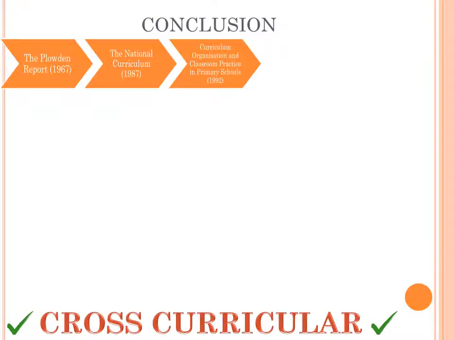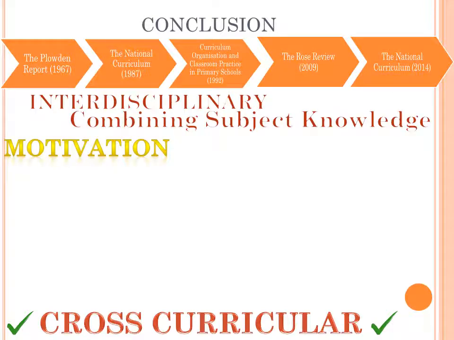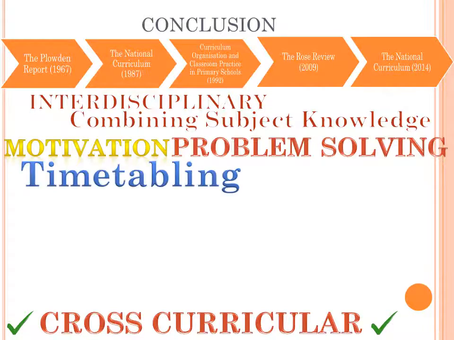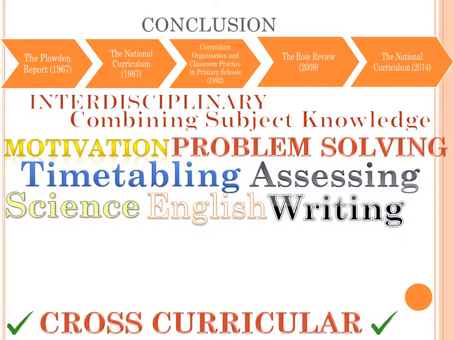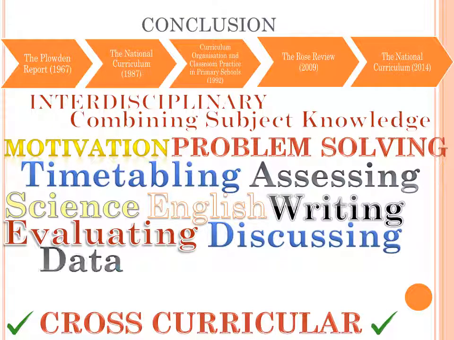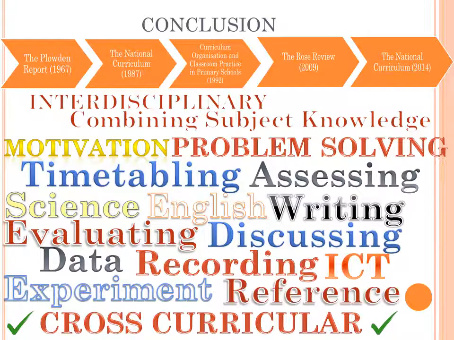The presentation has considered the historical links between cross-curricular learning from the Plowden Report to the national curriculum today, identifying cross-curricular learning as an interdisciplinary approach combining subject knowledge with the potential of motivating and problem-solving skills. However, timetabling and assessment have been identified as difficulties. The relationship between science and English has also been explored, with writing, evaluating, discussing data and how to record it as possible links between them.